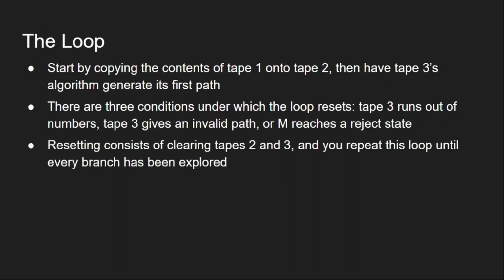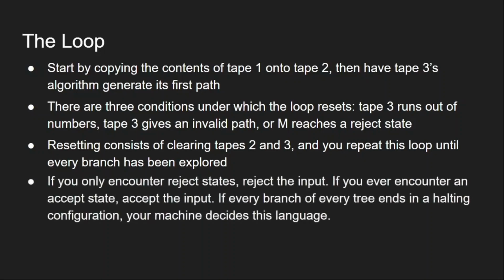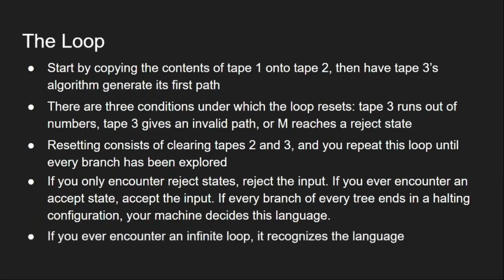Resetting consists of clearing tapes 2 and 3, and you repeat this loop until each branch of N's computation tree has been explored. Once each branch has been explored, if you only encounter reject states, reject the input. If you ever encounter an accept state, accept the input. If every branch of every tree ends in a halting configuration, your machine decides the language. If it ever loops, then it's a recognizer. Now that we understand a high-level description of this machine, let's get into an example.